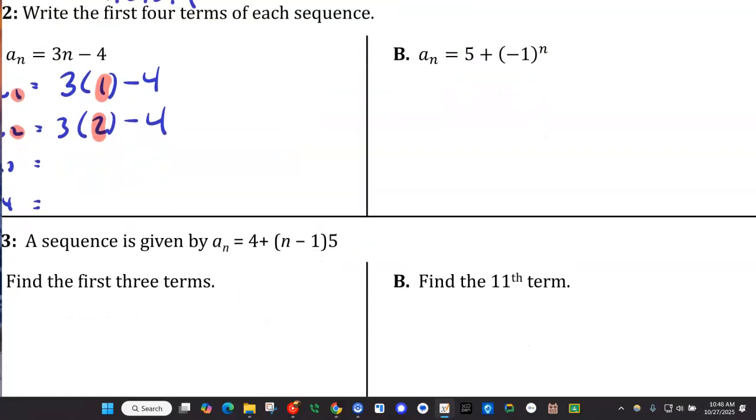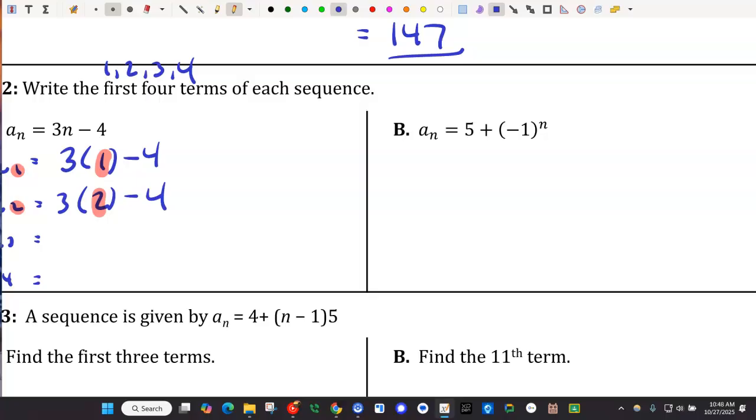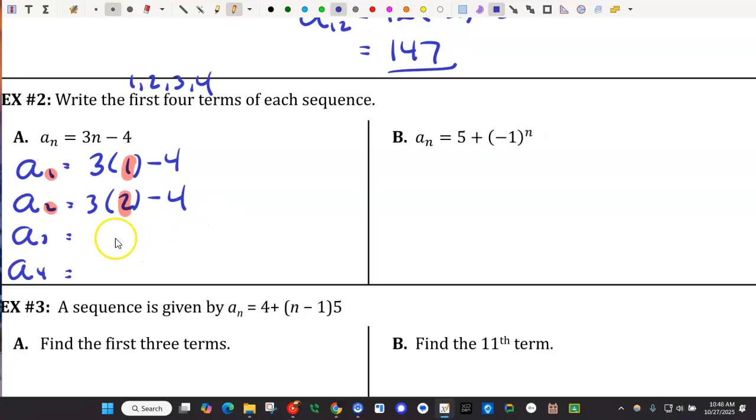Let's see here. There we go. So we have 3 minus 4, negative 1. And 6 minus 4, 2. Just keep on going.